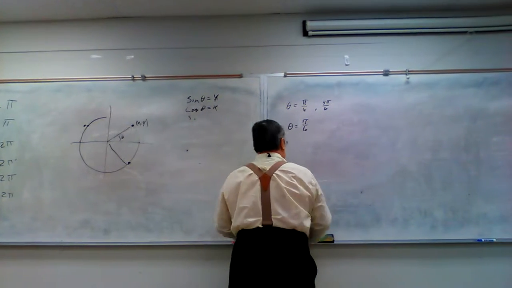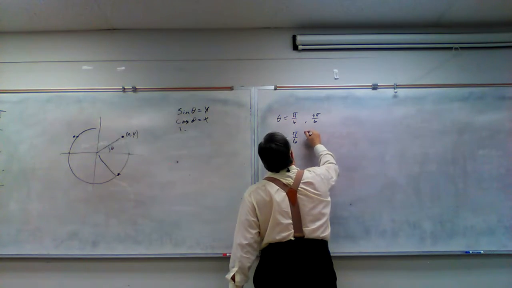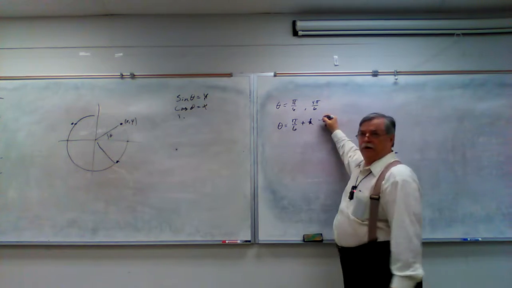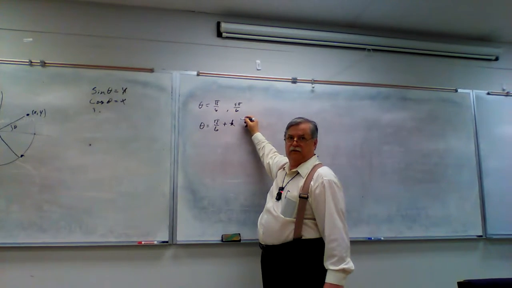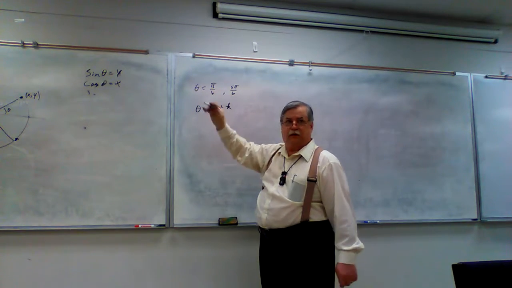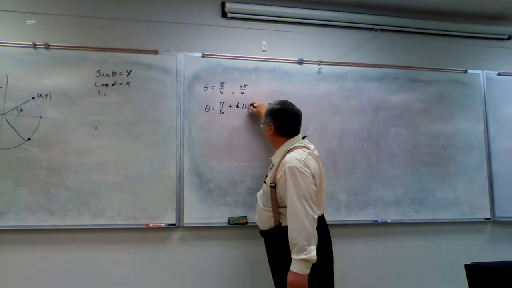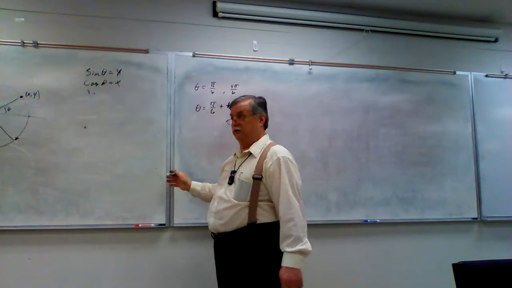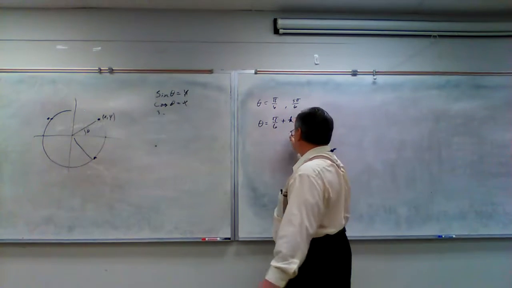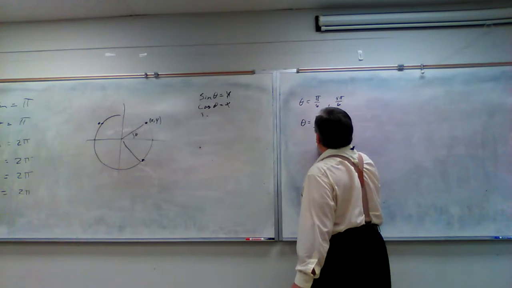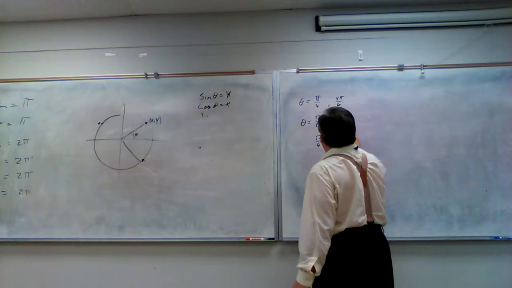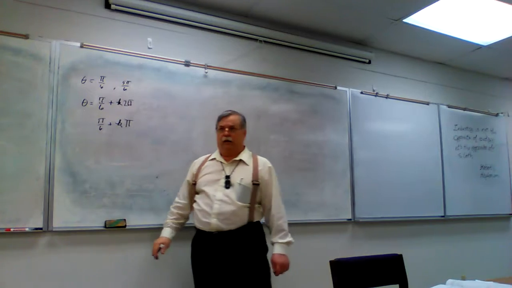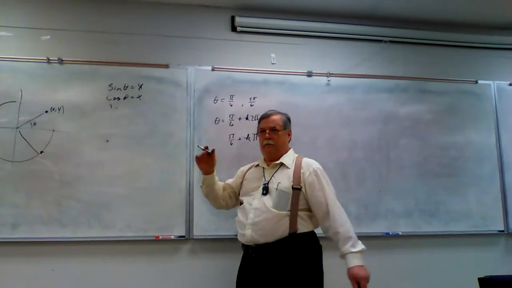You would write pi over 6 plus k times whatever the period of the function is. Now, if it's sine or cosine, secant or cosecant, it would be k times 2 pi. If it's the solution to a tangent function, or an inverse tangent function, then it would be pi over 6 plus k times pi, not 2 pi. In other words, you're adding multiples of the period.